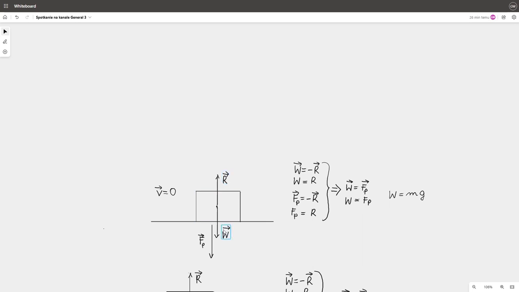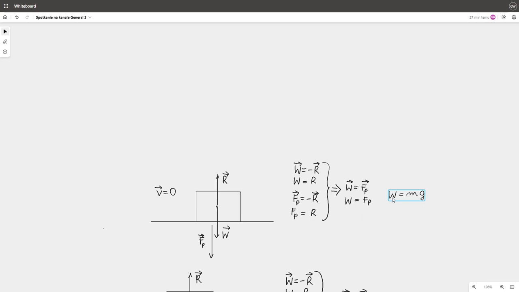These vectors are opposite to each other, but their magnitudes are the same. Normal force and pressure force are opposite to each other and have the same magnitudes according to Newton's third law of motion. Pressure force and reaction force. These forces act on different bodies, so they do not balance each other. So, the forces weight, W, reaction force, R, and pressure force, Fp, have the same magnitudes.